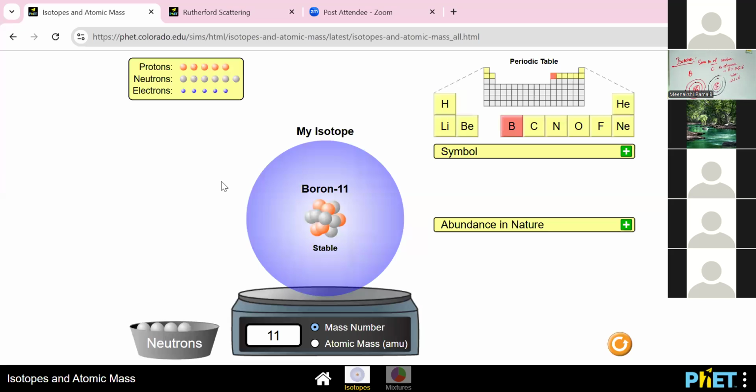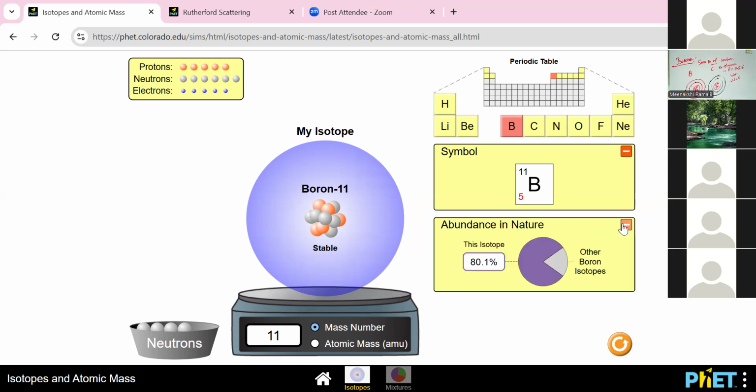Next I'm choosing boron, which is one of the examples of an isotope. The proton number is 5, that is the atomic number, and the neutrons are 6. The symbol of boron is B. The mass number is 11 and the atomic number is 5. The abundance of the boron 11 isotope is 80.1%. Now I want to add one neutron: boron 12 is an unstable isotope, and its abundance is 0.